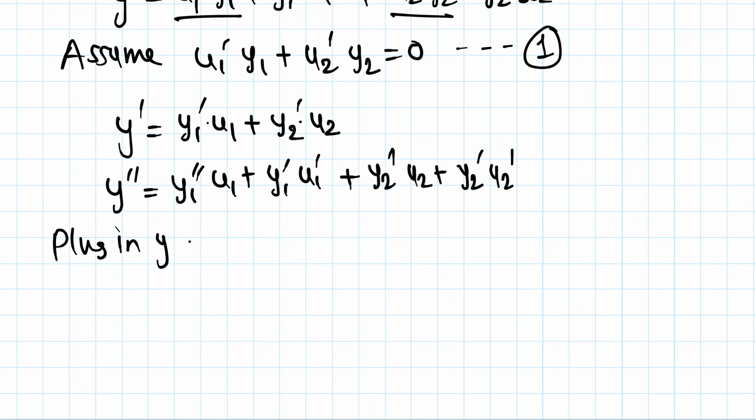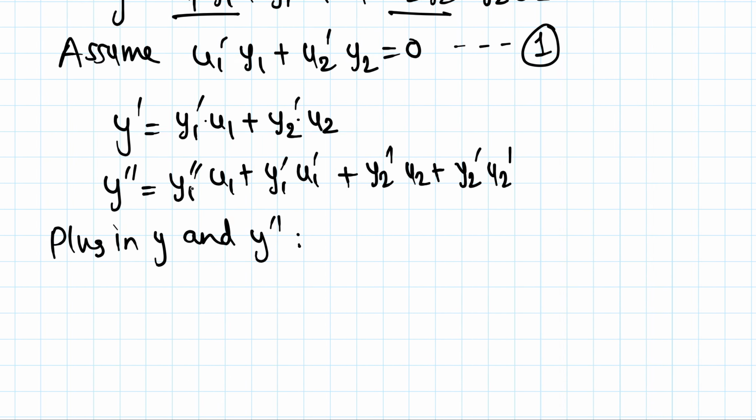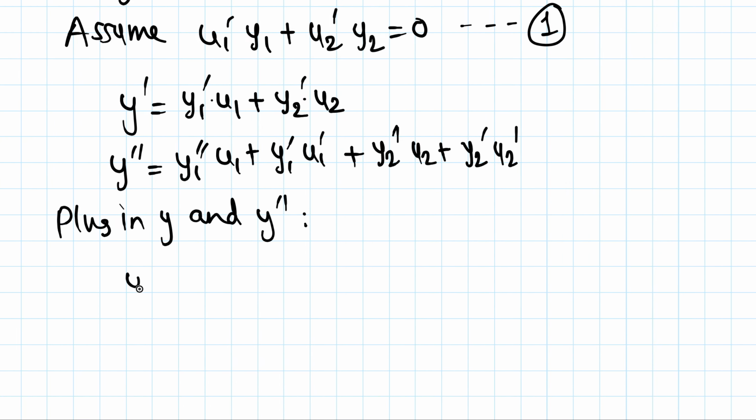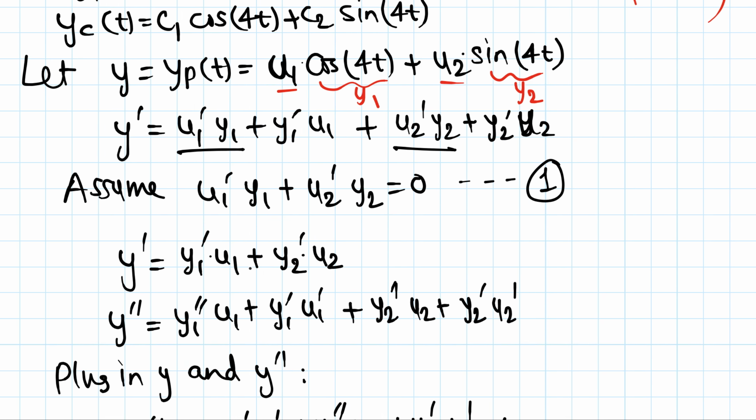Plug in y, and in fact y double prime. So what is that? Y double prime, which is here. So let me write here: y1 double prime u1 plus y1 prime u1 prime plus y2 double prime u2 plus y2 prime u2 prime. That's y double prime plus 16y.